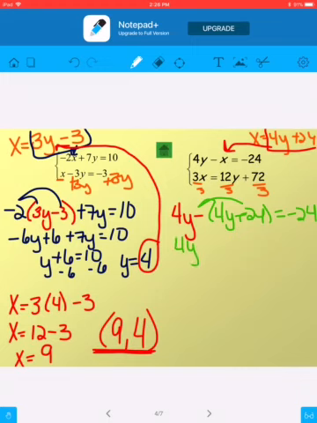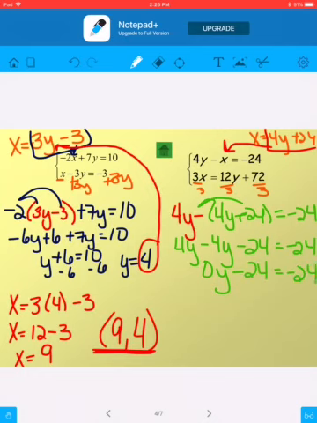So now I have 4y minus 4y minus 24 equals negative 24, which means I get 0y minus 24 equals negative 24. And when I add 24, I get that 0y equals 0. Okay, that is not an error there. I get that 0 equals 0. That tells me something is up with these two equations.